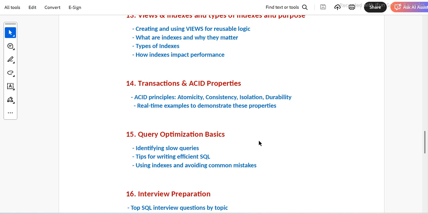Now we will analyze it, like given a random query. If somebody is asking, can you tell me whether this query is efficient enough or not, how do we identify it? So all those things we are going to cover.